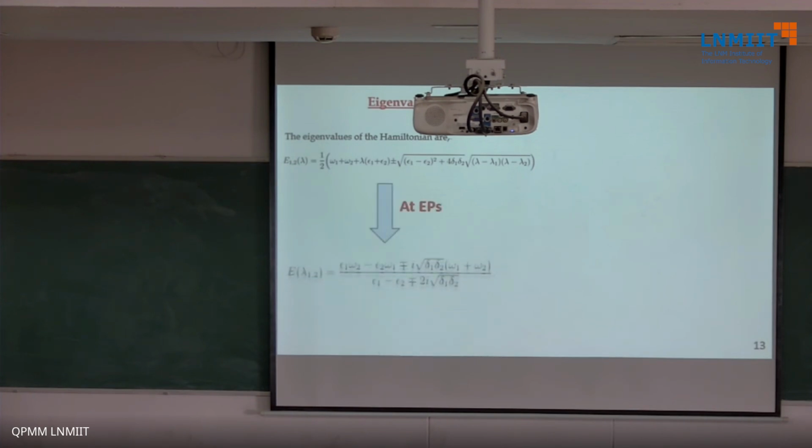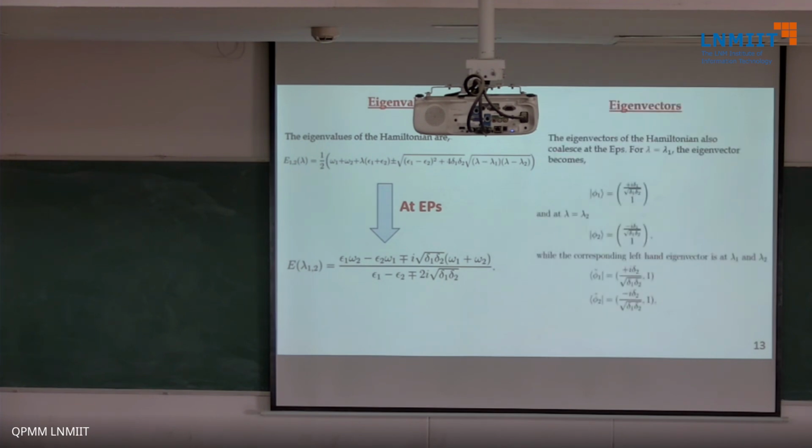So at the EPs, that is at lambda 1 and lambda 2, the eigenvalues will look like this, and the eigenvectors at lambda 1 will look like this, and at lambda 2 they will look like this. So they become the same. That creates a problem. The Hamiltonian becomes ill-defined, and so these are the two exceptional points.